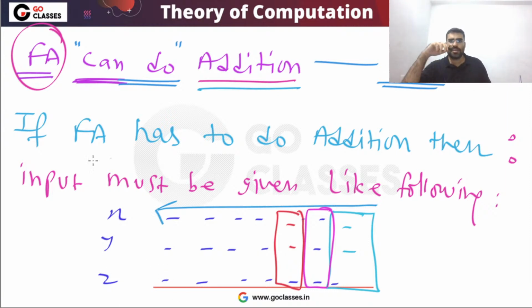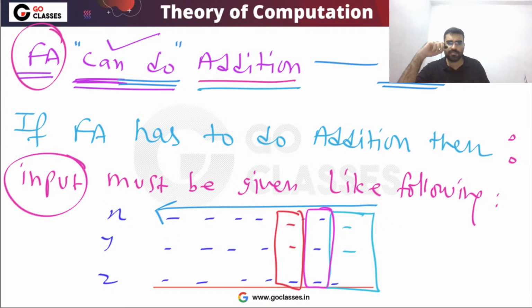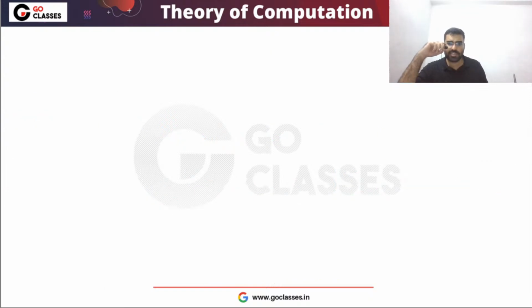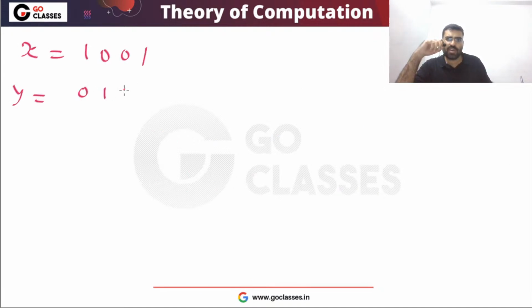So if anyone asks you whether finite automata can do addition, yes, it can, but you should give the input like this. For example, if your x is 1 0 0 1 and your y is 0 1 1 1, then what will be z? Z will be 0 0 0.